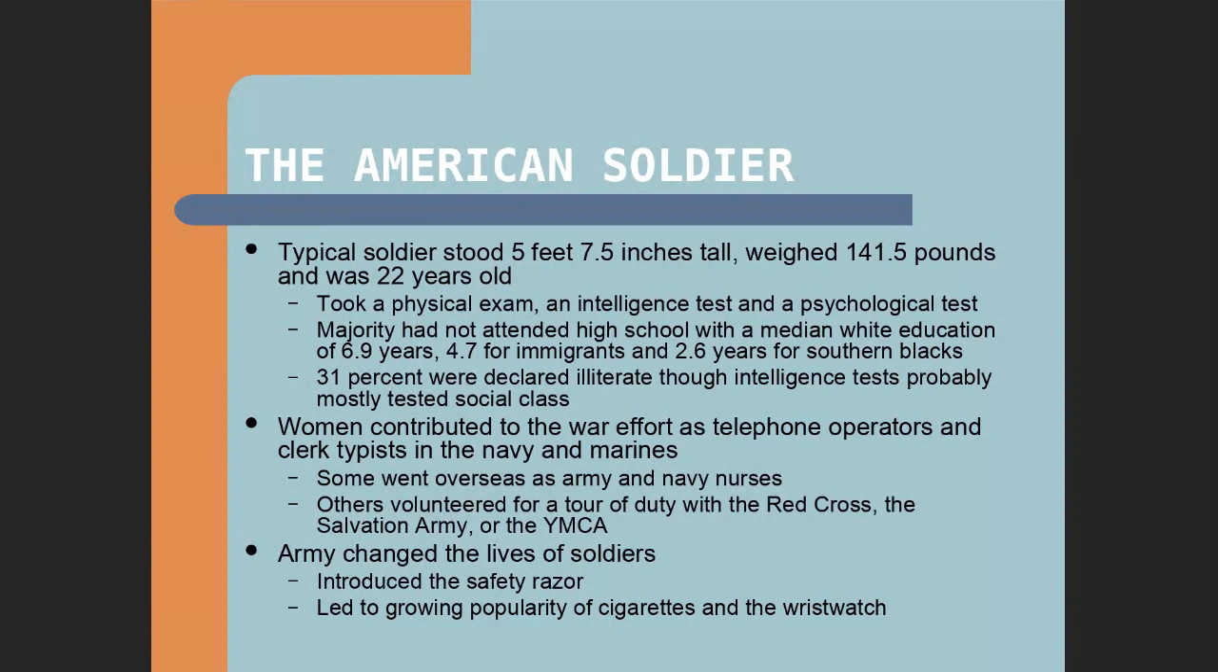Now, that, of course, is explained for a number of reasons. Segregation, primarily in the South. Immigrants probably depends on their educational system from where they immigrated from as much as it does on the one over here. Right? 31% were declared illiterate. But again, intelligence tests are always controversial for different reasons about how those tests are made up. But basically, it gives you an idea of what your average soldier was like.